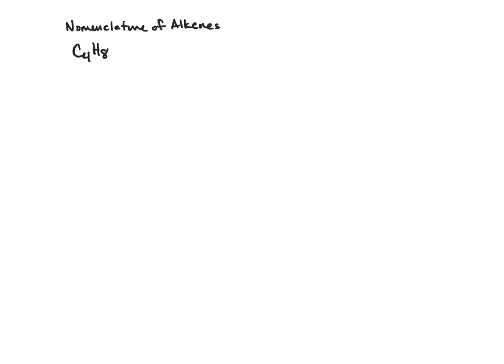In this tutorial screencast, we're going to look at the nomenclature of alkenes, and we're going to specifically look at a molecular formula of C4H8. The first thing we want to do is use the saturated alkane formula of CnH2n+2. Our n is equal to 4, so we have 2 times 4 plus 2. So for 4 carbons, we should have 10 hydrogens.